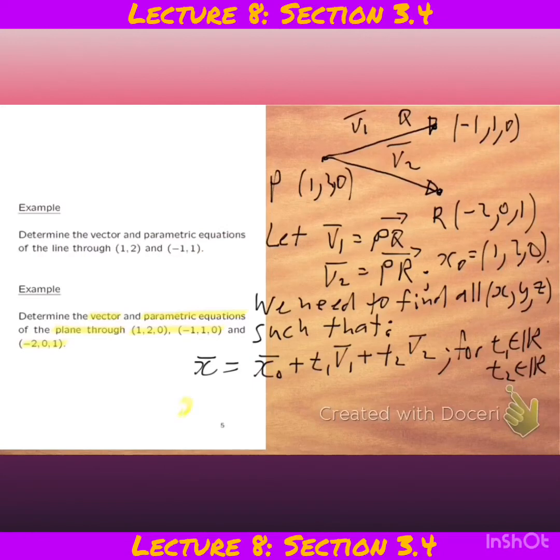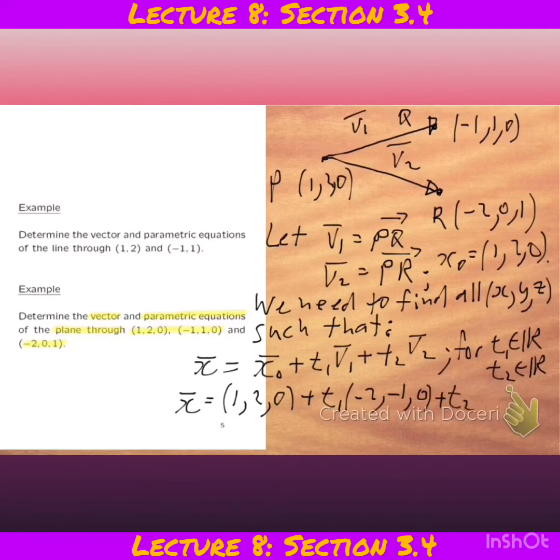All right, so it's all vectors x such that x is expressible as your initial point, which is the point 1, 2, 0, plus t1 times the vector v1. And what is the vector v1? It's the vector pq. So that's 1 minus 2, which is minus 1, and 0 minus 0, which is 0.